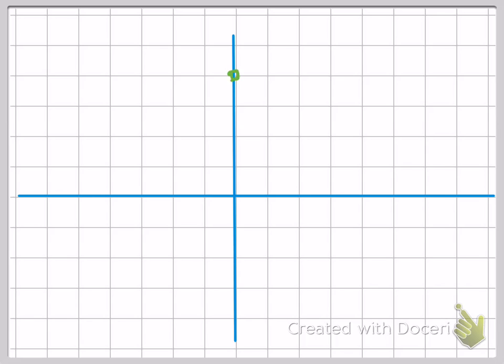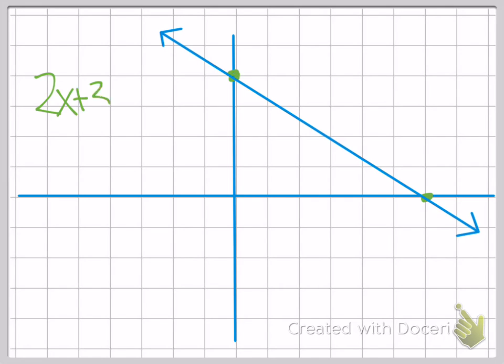Y equals 4. X equals 6. There's my graph. 2x plus 3y equals 12. Y is 4, x is 6. 2 intercepts, and I'm done.